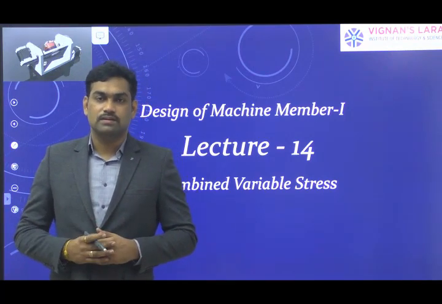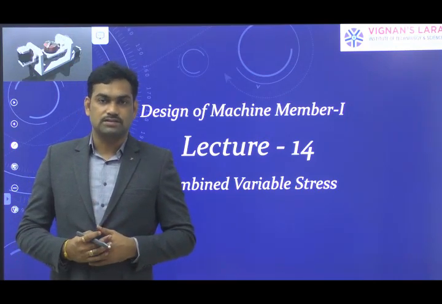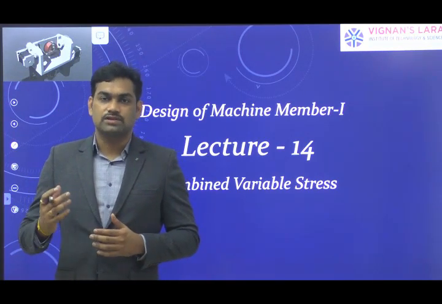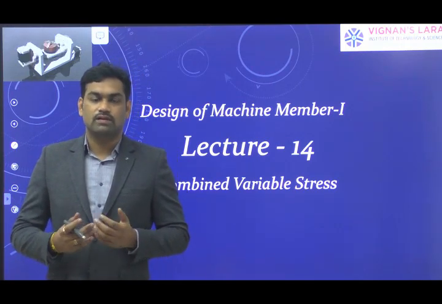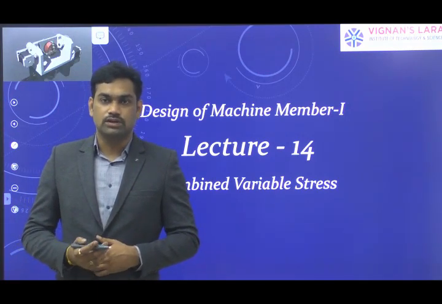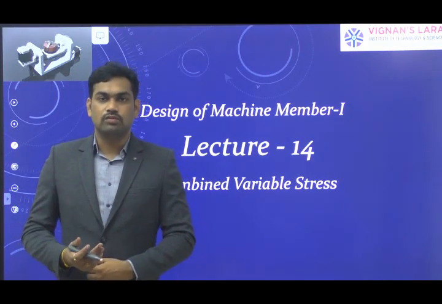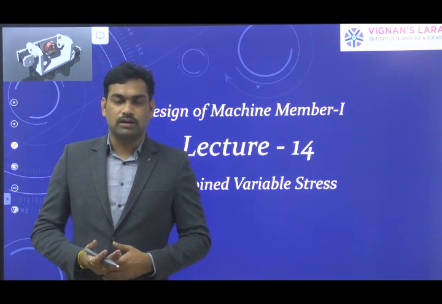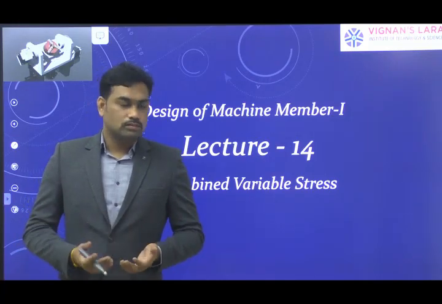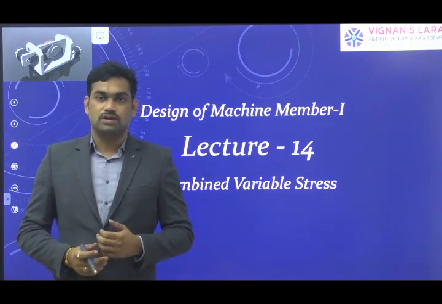But here there are some cases where the machine component can also be subjected to combined fluctuating stresses. That is, the machine member can be subjected to fluctuating normal stress along with fluctuating shear stress. We know that in our first unit we discussed that whenever the machine component is subjected to both normal stress as well as shear stress, we need to go with the maximum normal stress theory or maximum principal stress theory, or maximum shear stress theory. Those are the two theories we can use frequently.